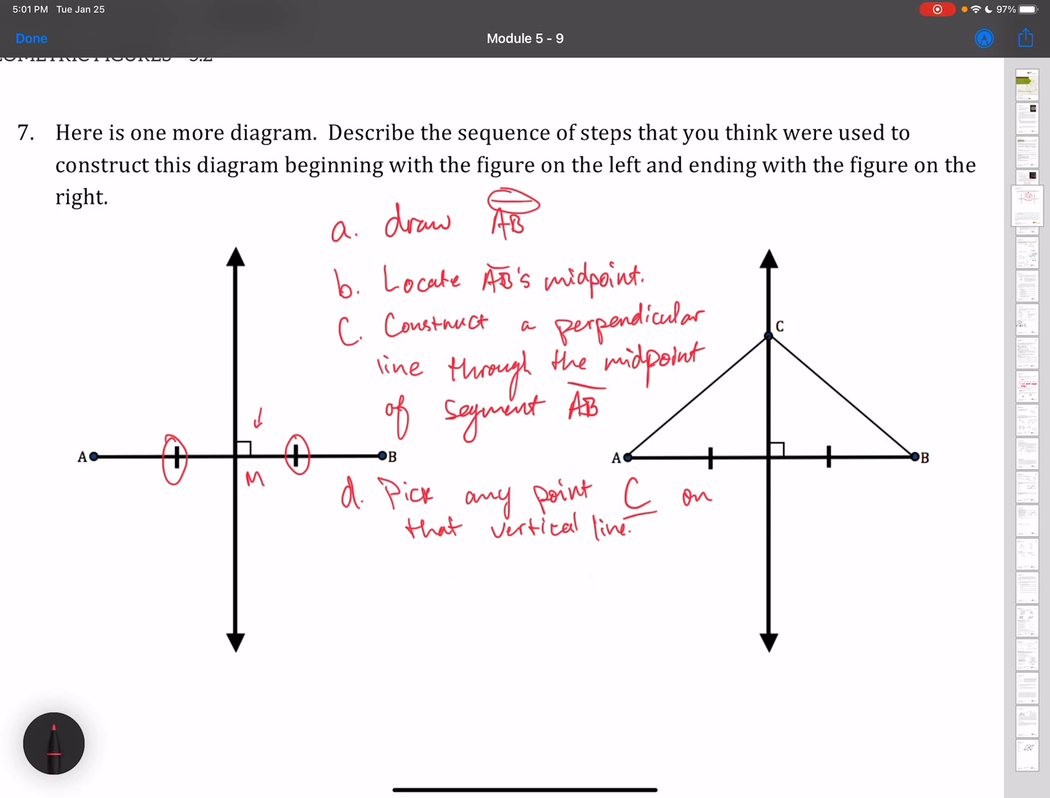Then E, what I need to look at is, okay, I've got to finish this up by creating segments AC and BC. So all I'm going to do is just say E is connect C to A and C to B with line segments. So there are some steps that I could have taken to draw these figures, right? So that's kind of the next step.